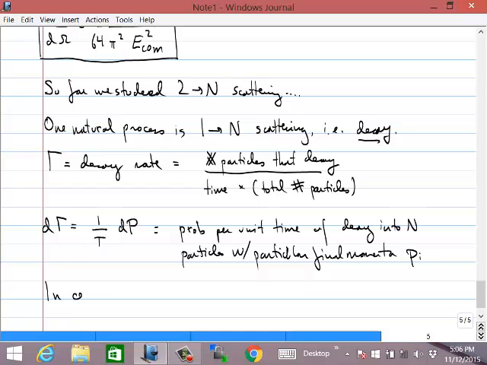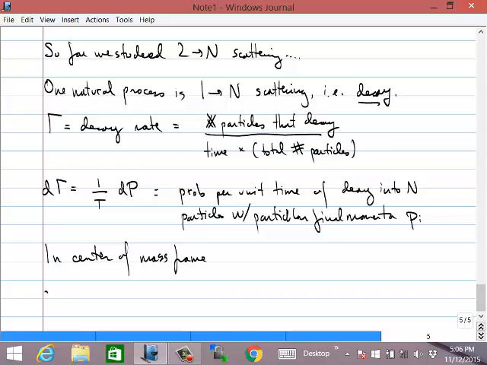You'll see that in the center of mass frame, the decay rate, or the differential decay rate, is just given again by a matrix element, now a one particle to n particle matrix element, times a Lorentz invariant phase space factor, divided by the energy of your initial particle, which of course is just the mass of the particle if you're in its rest frame.